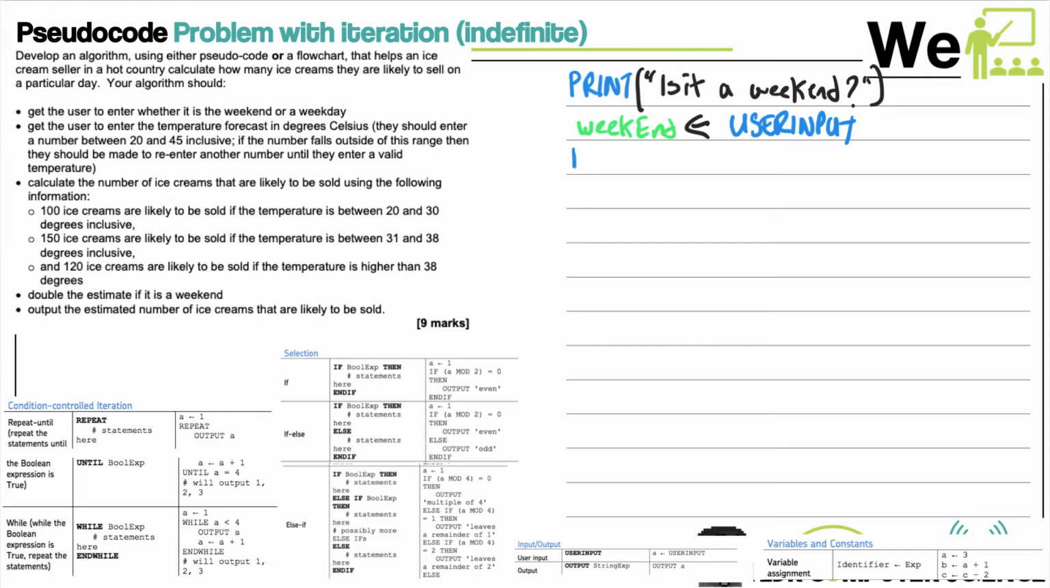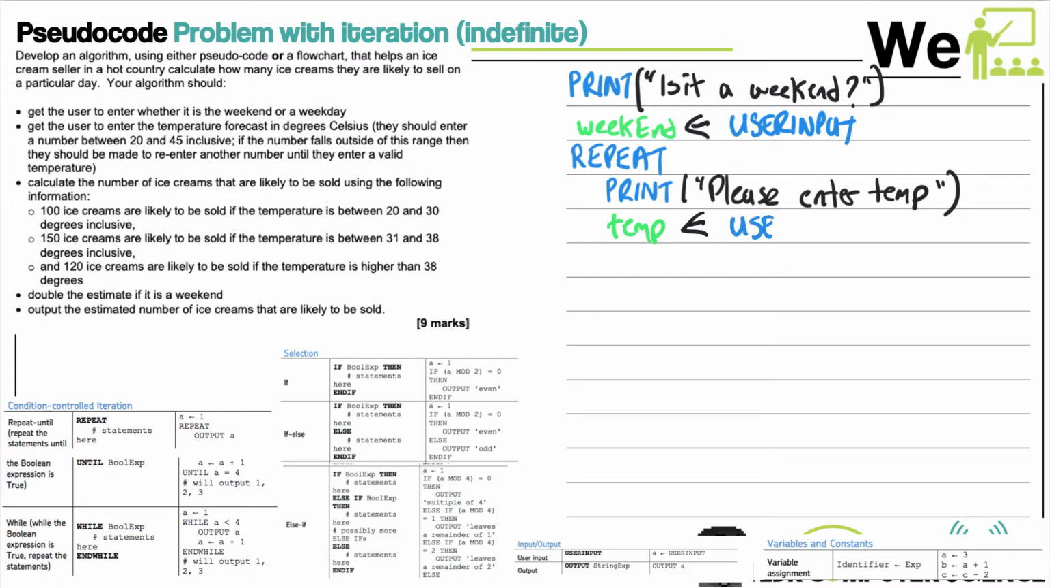So we can say repeat, and then we'll get them to enter a temperature. So I'm going to ask the question to print a temperature. I'm anxious of running out of space, but probably it would be better if it said between 20 and 45. So please enter temperature between 20 and 45. And then we'll say temp, again, user input as before. So we're going to get the person to enter it in here.